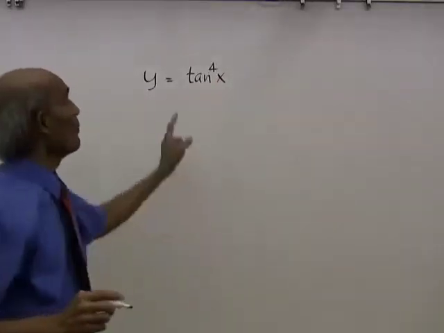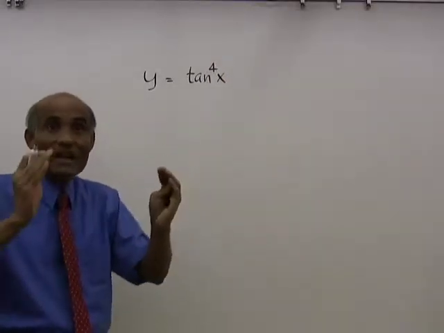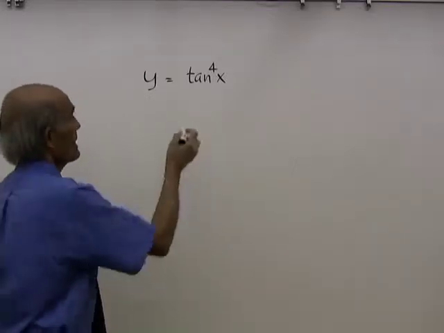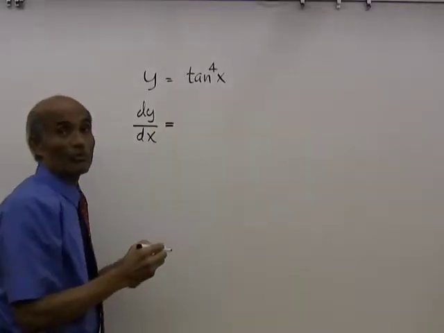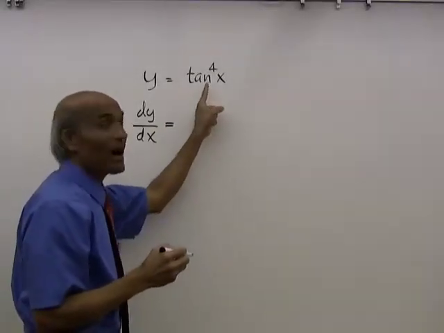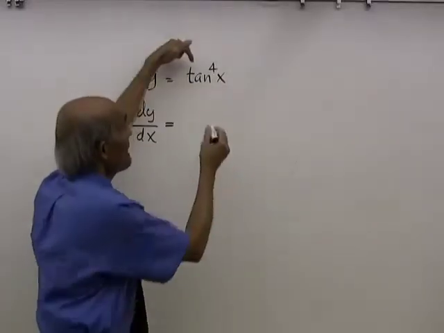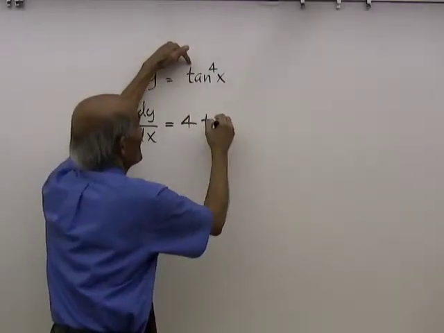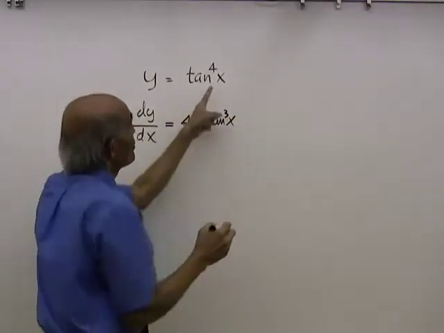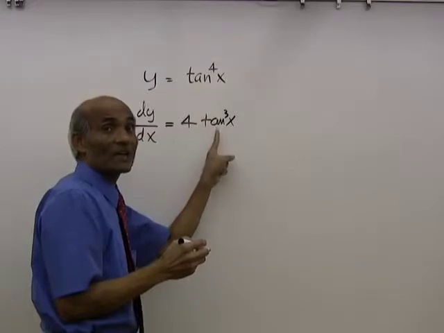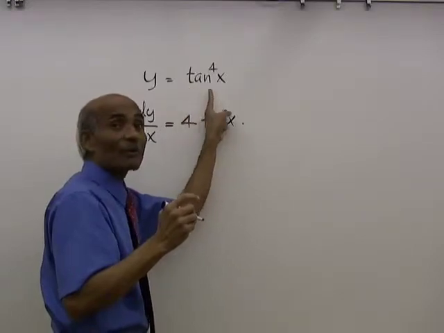Let's try another one. Y equal to tan to the power of 4x. Remember, it means tan x raised to the power of 4. Alright, let me find dy by dx here. What do we do? First, apply the power rule to the quantity. What's the quantity here? Tan x. So, applying the power rule, we get 4 tan x to the power of 3, which is tan cube x. So, we applied the power rule, 4 tan cube x.